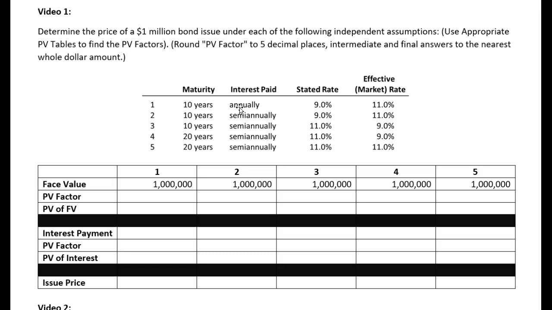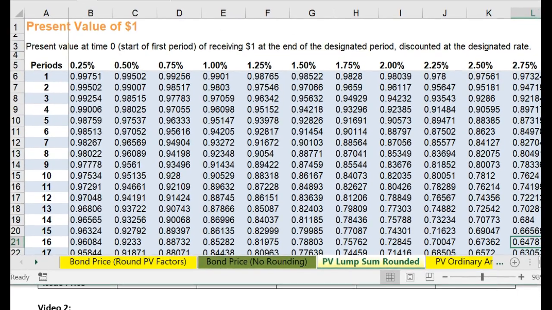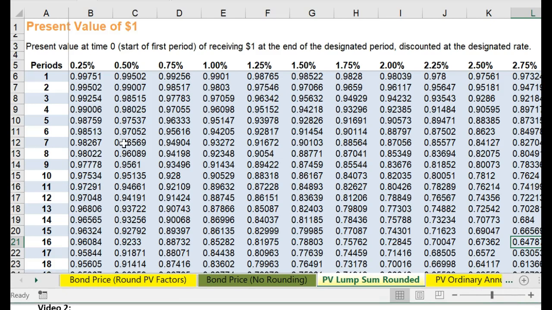So what we need to do then is go and find the PV factor. The first part is to find the PV of the face value, or the PV of the FV, is what I like to say. To do that, we need to find the PV of a one-time lump sum payment. For that, we need the table called the present value of 1. So right here, I'll pull up the present value of 1 table. Now, we've already found our N. We said that the N is 10 because it's 10 times 1 payment per year.